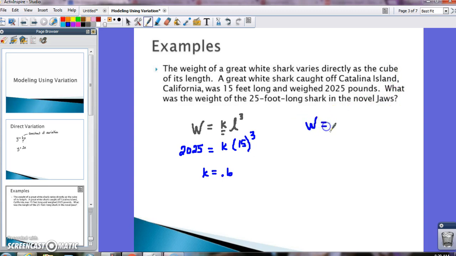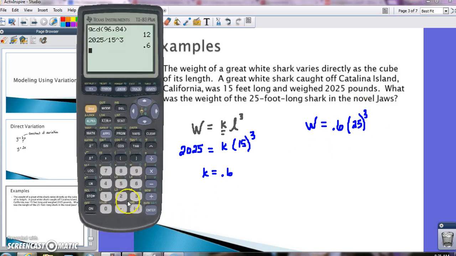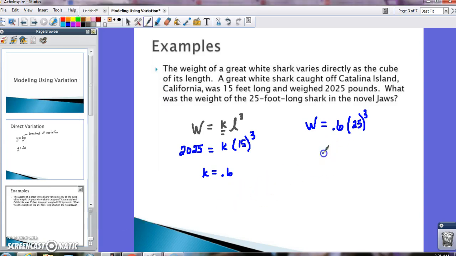Okay, so now it says what was the weight of a 25-foot long shark? Well, okay, so now we have our k value here. We know it is now 0.6. And we know that our shark is 25 feet long. So we're doing 0.6 times 25 cubed. So 0.6 times 25 cubed gives me 9,375 pounds. That is one big shark.